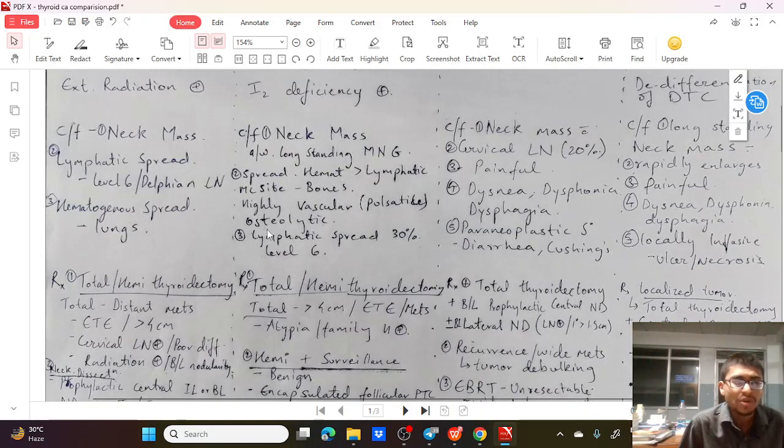These lesions are osteolytic lesions. And less commonly there is lymphatic spread, again to the level 6 lymph nodes, which is seen in around 30% of cases.